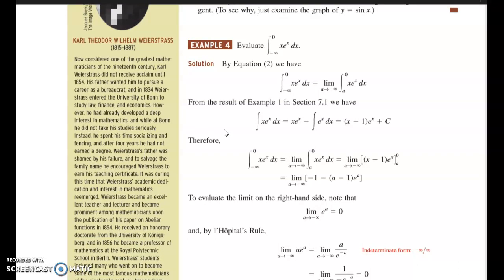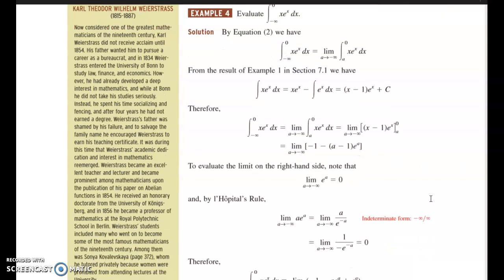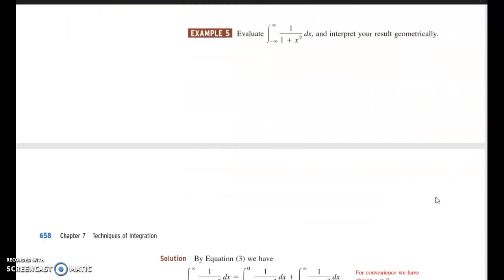Is it clear? First, convert this into a definite integral by using the limit concept. Then next, integrate this. Put the limit value and let the limit apply. Okay, so this is the procedure actually.